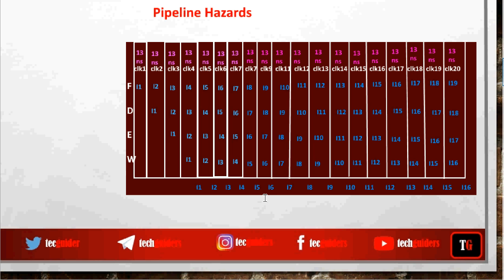We may get one instruction out in 1.2 clock cycles on the average, or 1.5 cycles, or 2 cycles, and so on. So what are hazards, or what are the reasons for hazards?